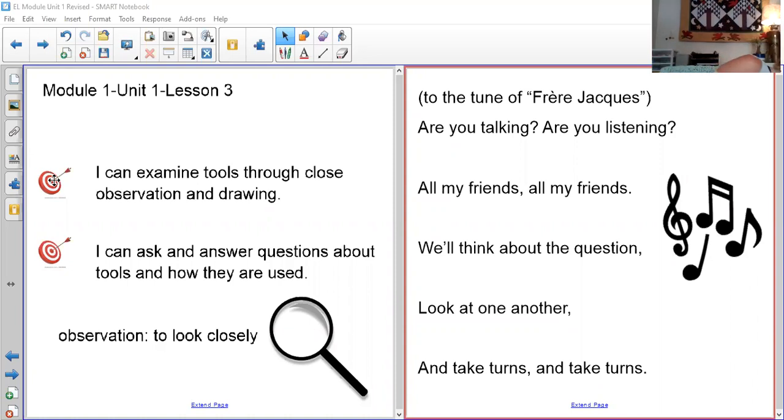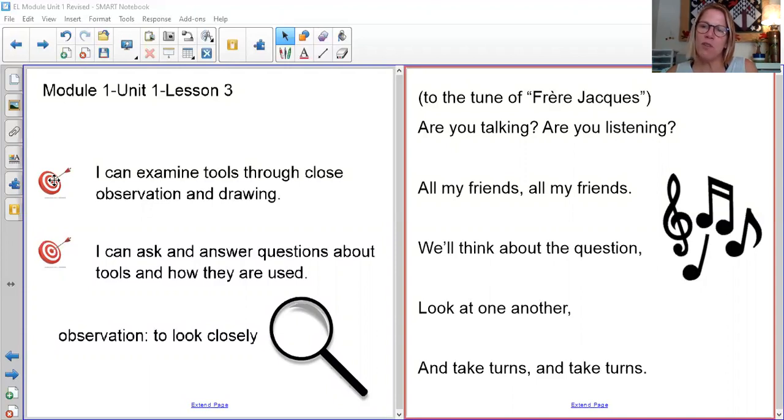So by looking closely at a tool, you'll be able to draw it. So you'll study the colors, the shape, the texture. The second one is I can ask and answer questions about tools and how they are used. Those who, what, where, when, how, and why questions and why they are used.